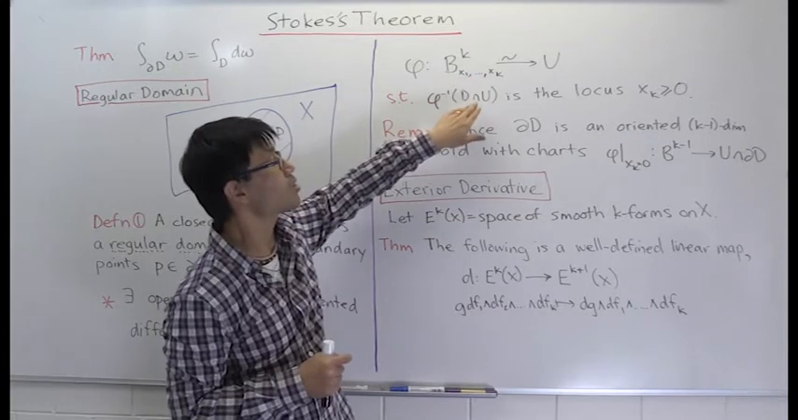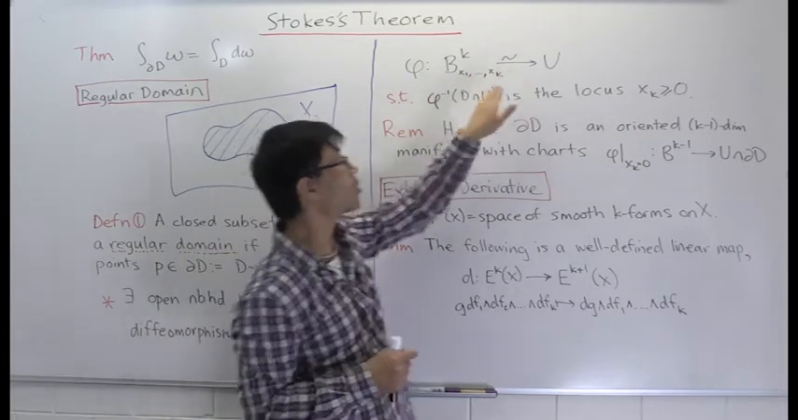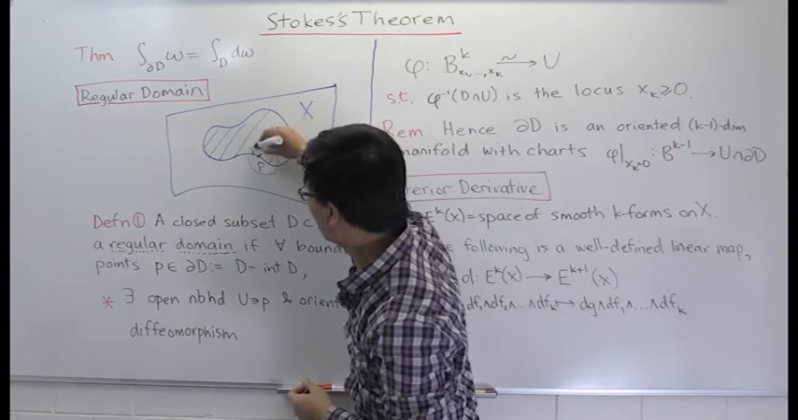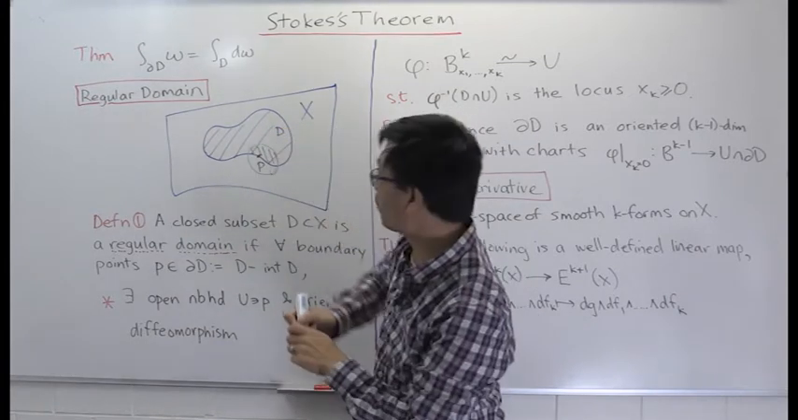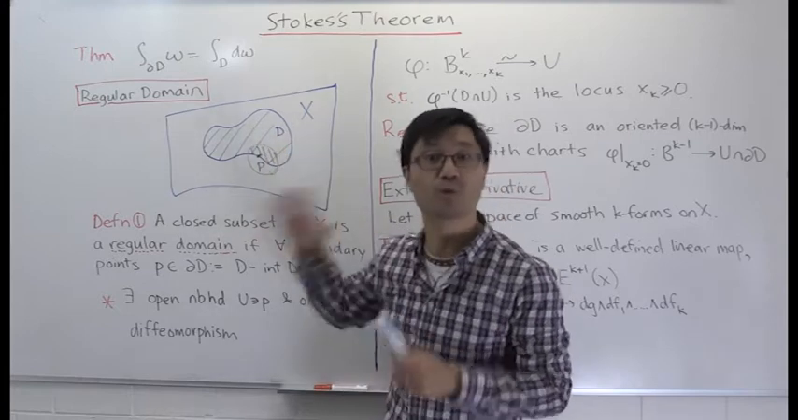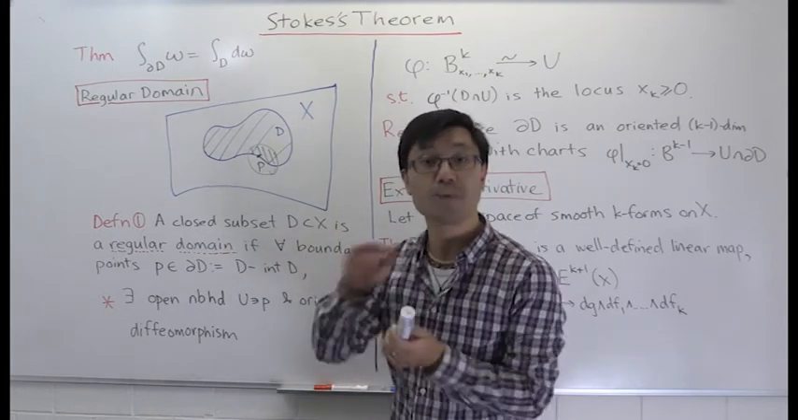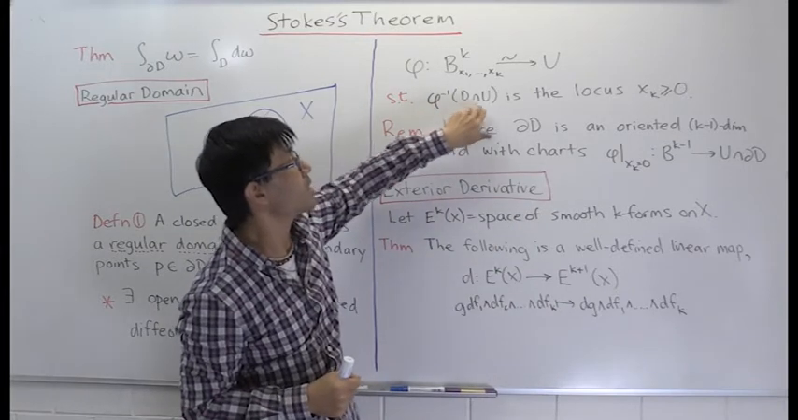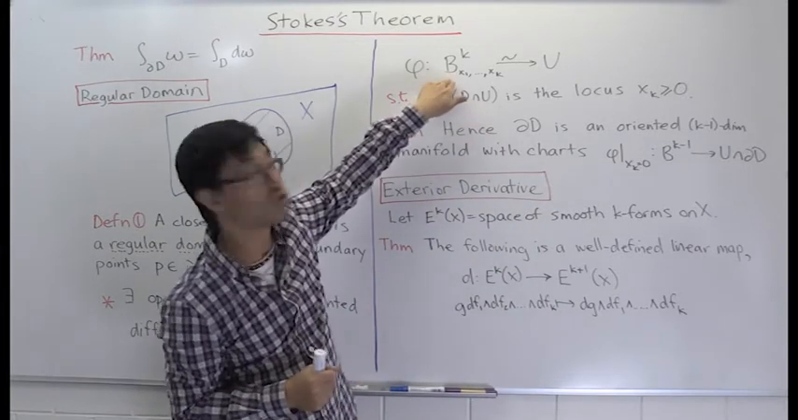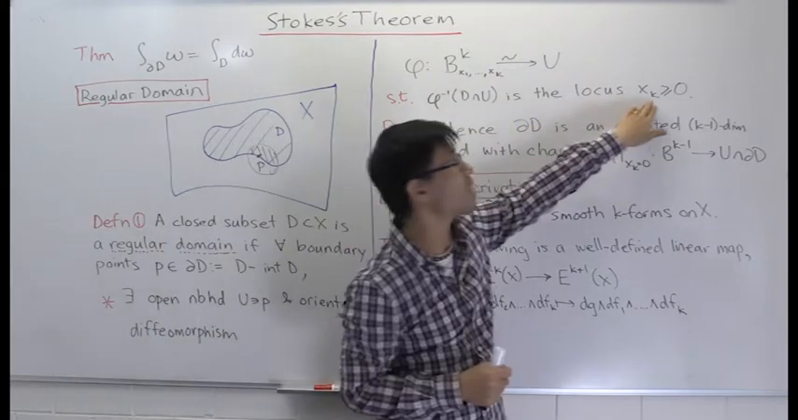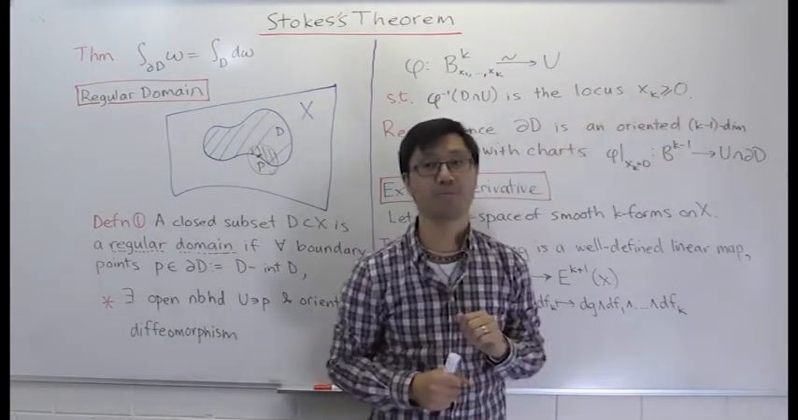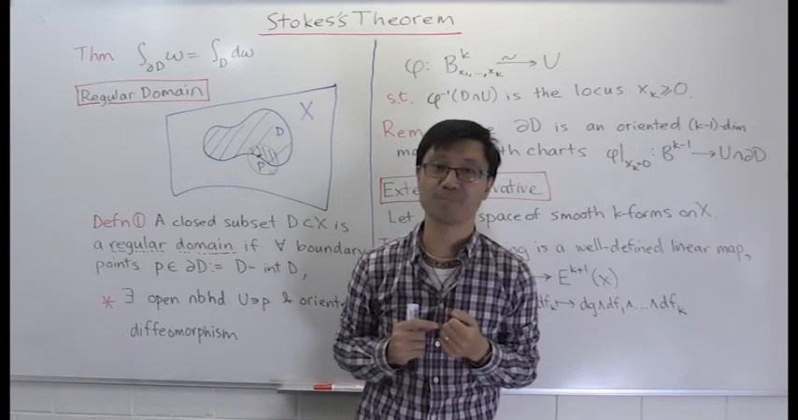And we're going to assume that, what's the part of U that corresponds to D? The intersection there, that's this part here. When you pull it back to the unit ball, it should correspond to a part of that unit ball, and we want it to be the upper hemisphere. So this phi inverse of D intersect U, which is a part of this unit ball here, is the locus precisely where the last coordinate xk is greater than or equal to 0. So that's the definition.